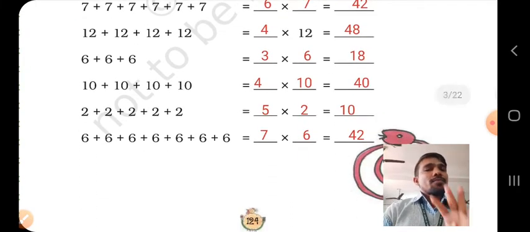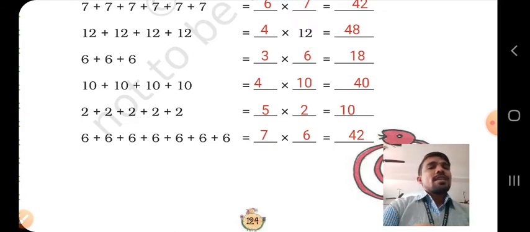So 10 is repeated 4 times. So 4 multiplied by 10, everyone knows it, 40. 2 is repeated 5 times. So 5 times 2, that is 5 multiplied by 2 is 10. Then 6 is repeated 7 times. So 7 times 6, that is 7 multiplied by 6, 7 6 are 42. And here goes your answer.